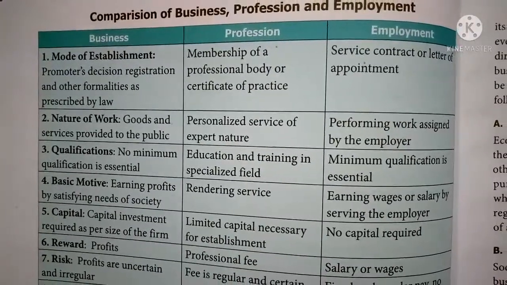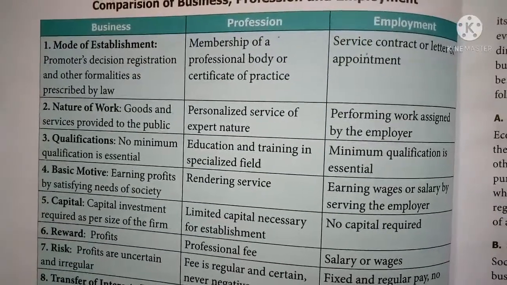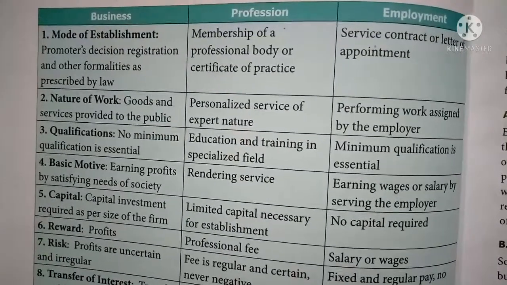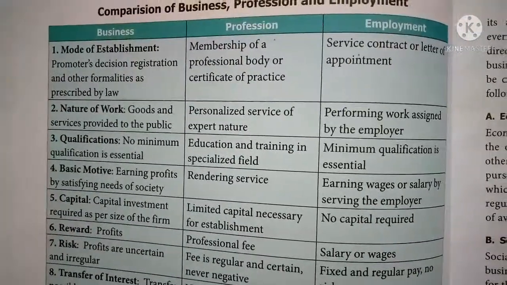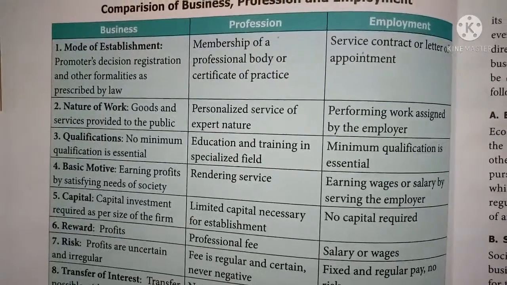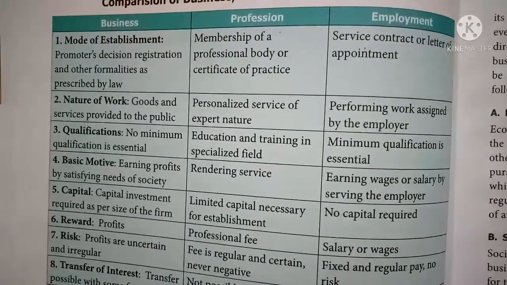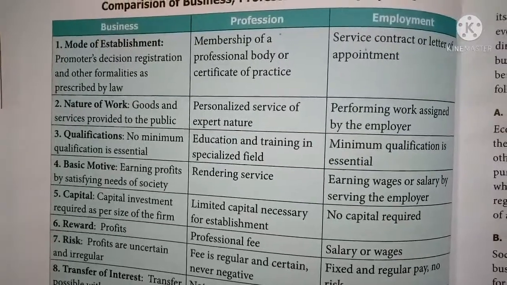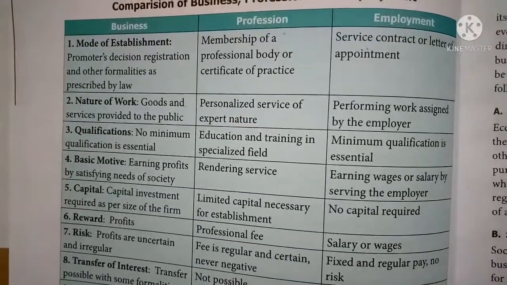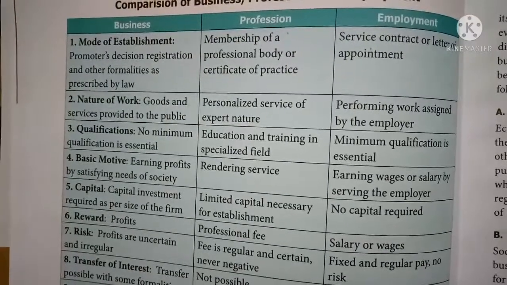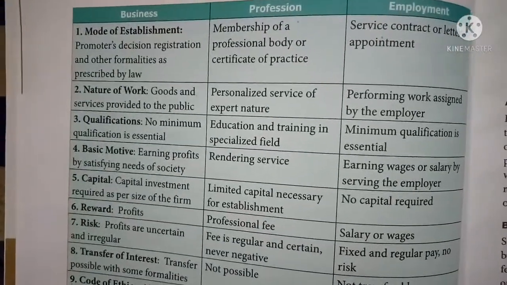So the first point of view, mode of establishment. Promoters' decision, registration and other formalities as prescribed by law. In the case of business, promoters means the person who is responsible for starting the business. So promoter decision, registration and other formalities are to be done in the case of business. But in the case of profession, membership of a professional body or certificate of practice, because a professional business is based only on the personal qualification of the human being. Employment, service contract or letter of appointment is called employment.